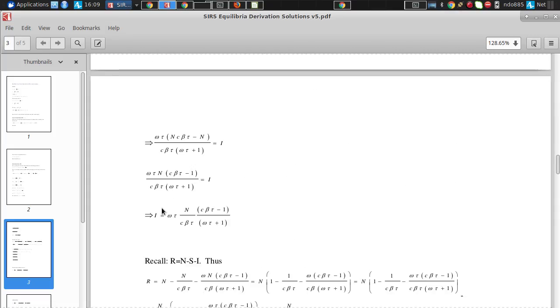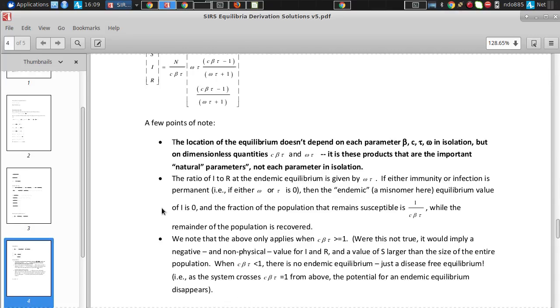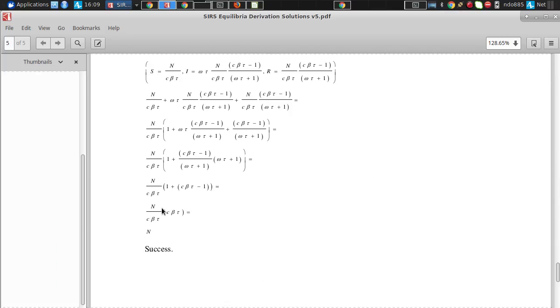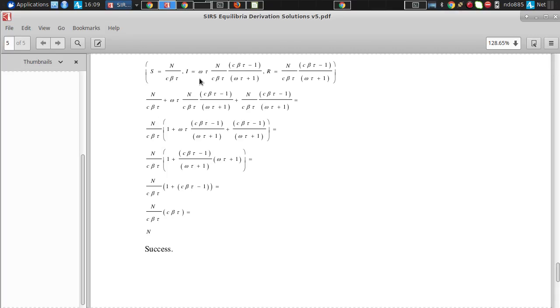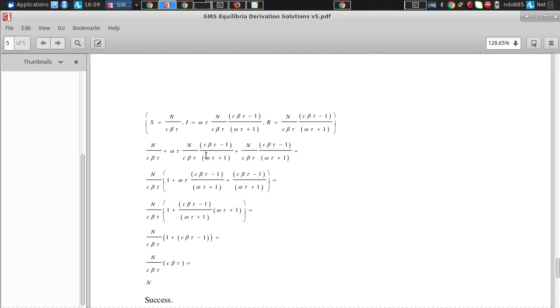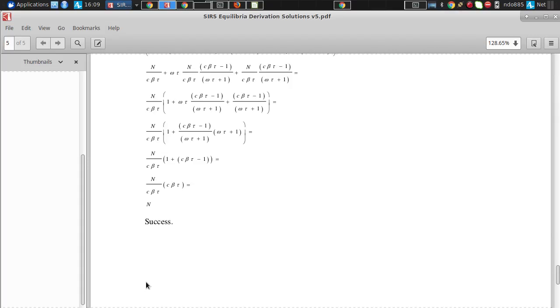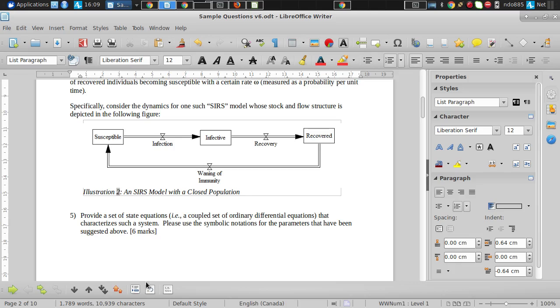So that's the solution for that. And I posted that earlier. I also took pictures of the board, and I also checked it at the end. Does S plus I plus R equal N? I took what I solved for and added them together, and I saw that they equaled N, and life was good. So that's that solution.